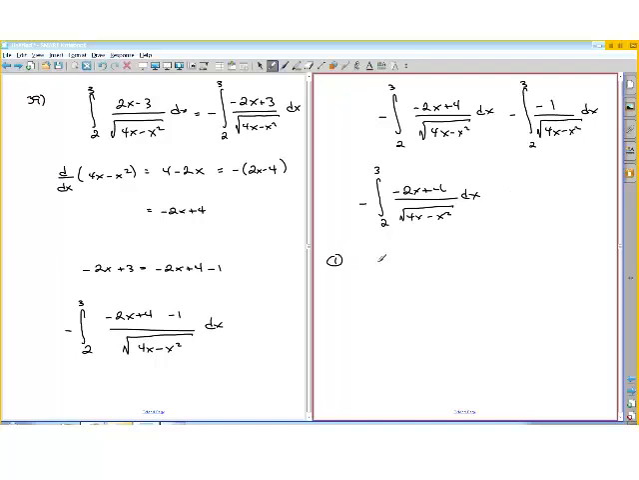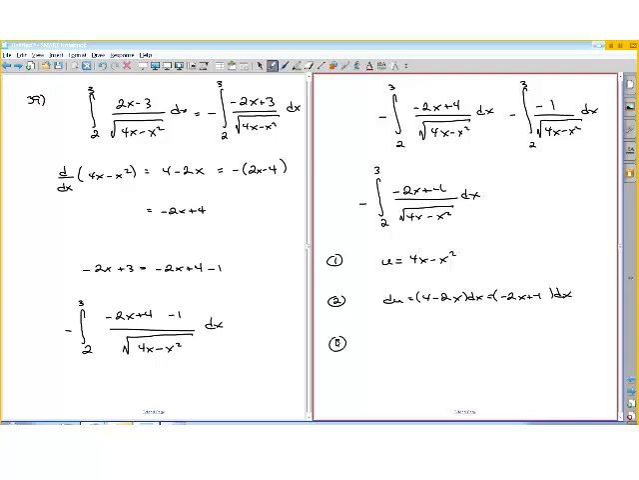So step 1, what is u? U is equal to 4x minus x squared. Therefore, du is equal to 4 minus 2x, or negative 2x plus 4. I forgot to multiply it by dx. So that matches up exactly with that, negative 2x plus 4 dx. I can use du for that, and I can do square root of u for that.